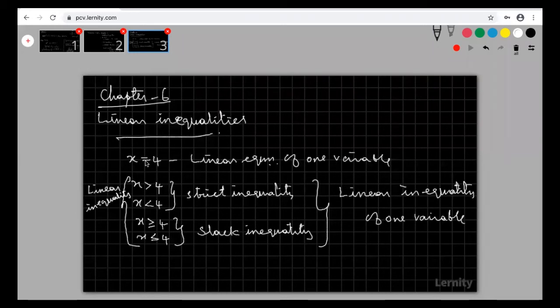So this is my linear equation, but these are my linear inequalities. These two are called strict inequalities and these two are called slack inequalities. Are you okay? I understand. Are you clear? Any doubt?